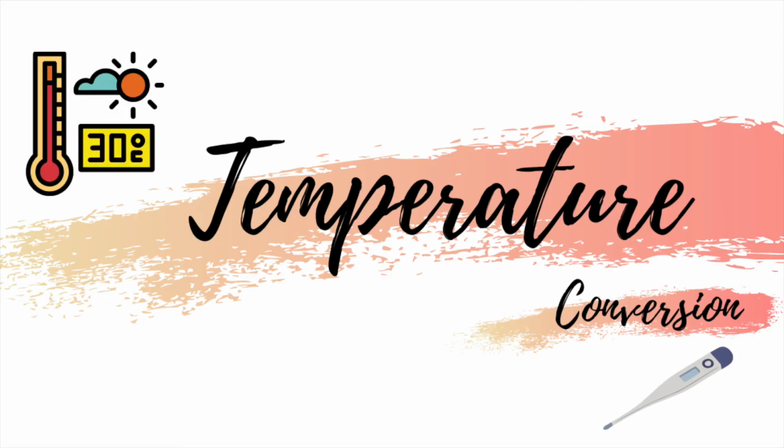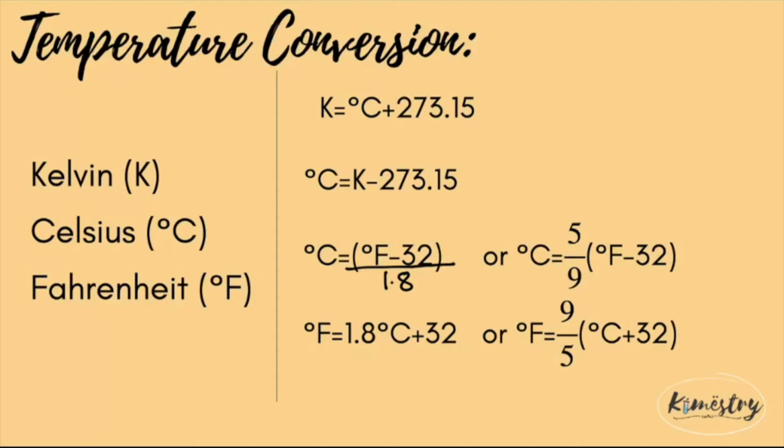So today's video I'm going to talk about temperature conversion. Let's get to it. So we have three different temperature scales. One is Fahrenheit, which is usually used in the United States. Degree Celsius is the one that most scientists use. And then Kelvin is also another temperature scale.